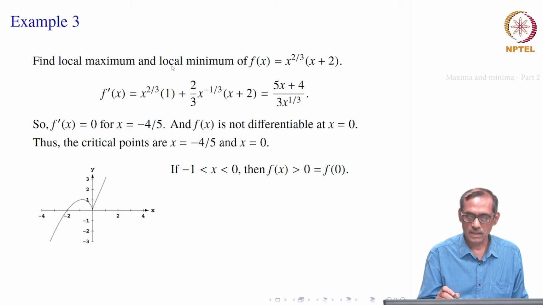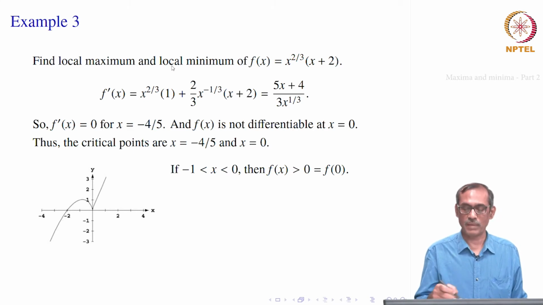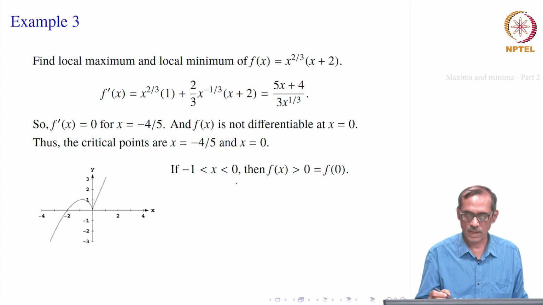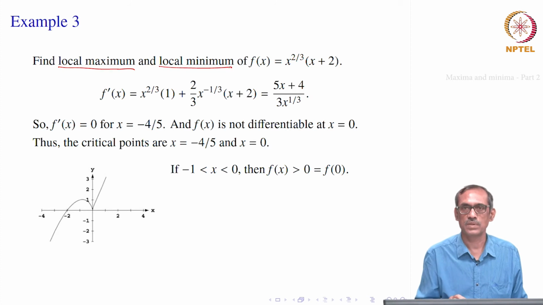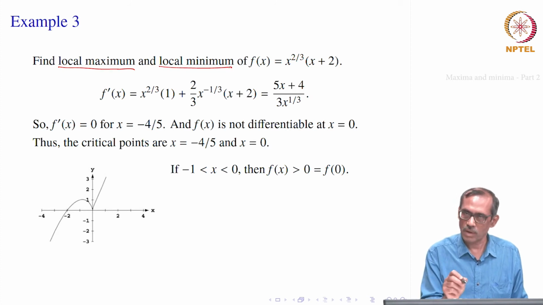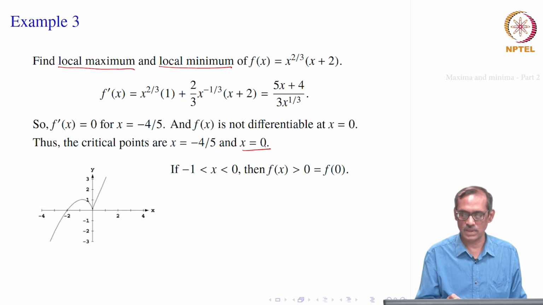Okay. So, how do we go about it? If you go for absolute maximum or absolute minimum, you just substitute x equal to minus 4 by 5, find out f of minus 4 by 5, f of 0 is 0 of course, and whichever is larger will be the absolute maximum, whichever is smaller will be the absolute minimum. But we want local maximum and local minimum. So, that means in some neighborhoods of minus 4 by 5 and of 0 we have to compare. So, let us take 0 first, that will be easier.